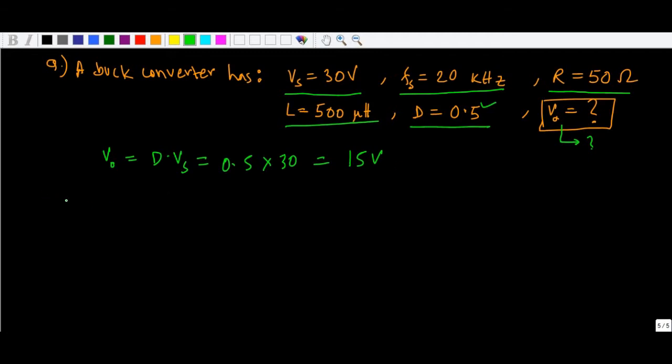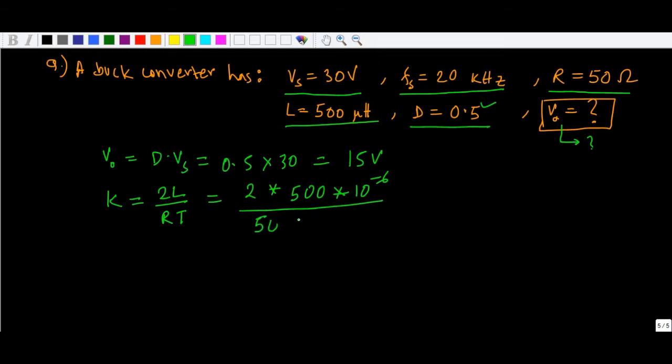For that, we need to find the value of the conduction parameter k, which is equal to 2L by RT, equal to 2 into L. L is 500 microhenry, by R is 50 ohm, and 1 over T I can write as F. What is F? 20 kilohertz. If we do the calculation here, we will find that the value of k is 0.4.